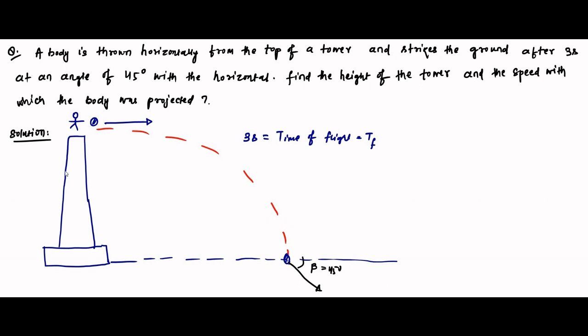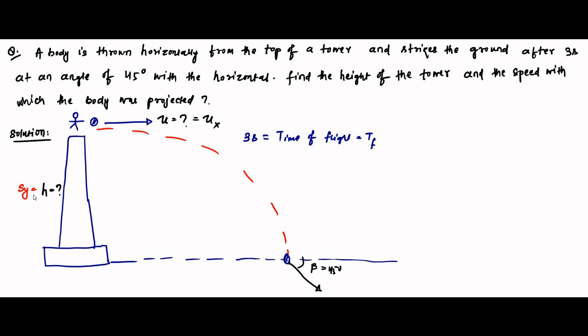We are asked to find the height of the tower, and the initial velocity, the initial projection velocity, which is also the horizontal projection velocity. So here first let us assign the parameters. Here this height of the tower is nothing but the net vertical displacement Sy.